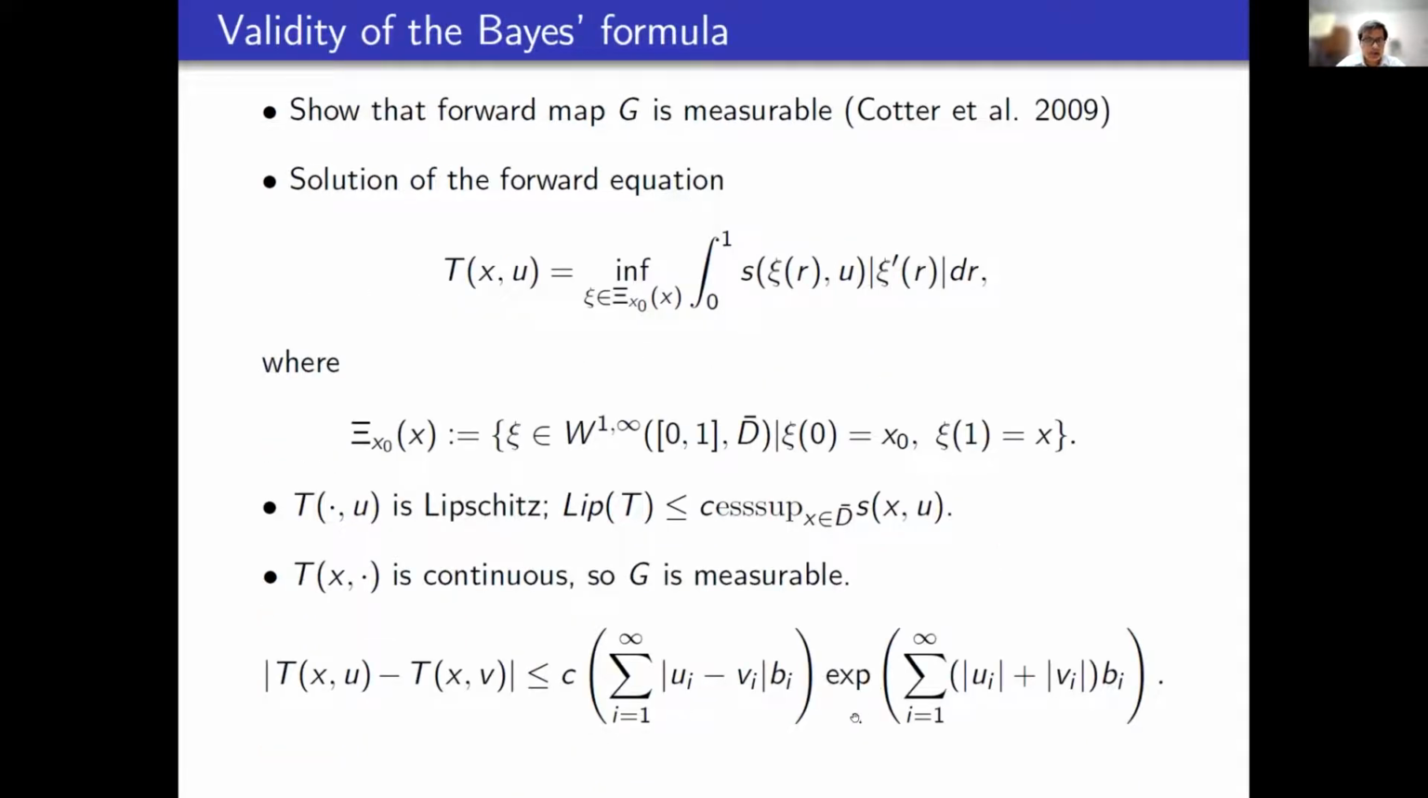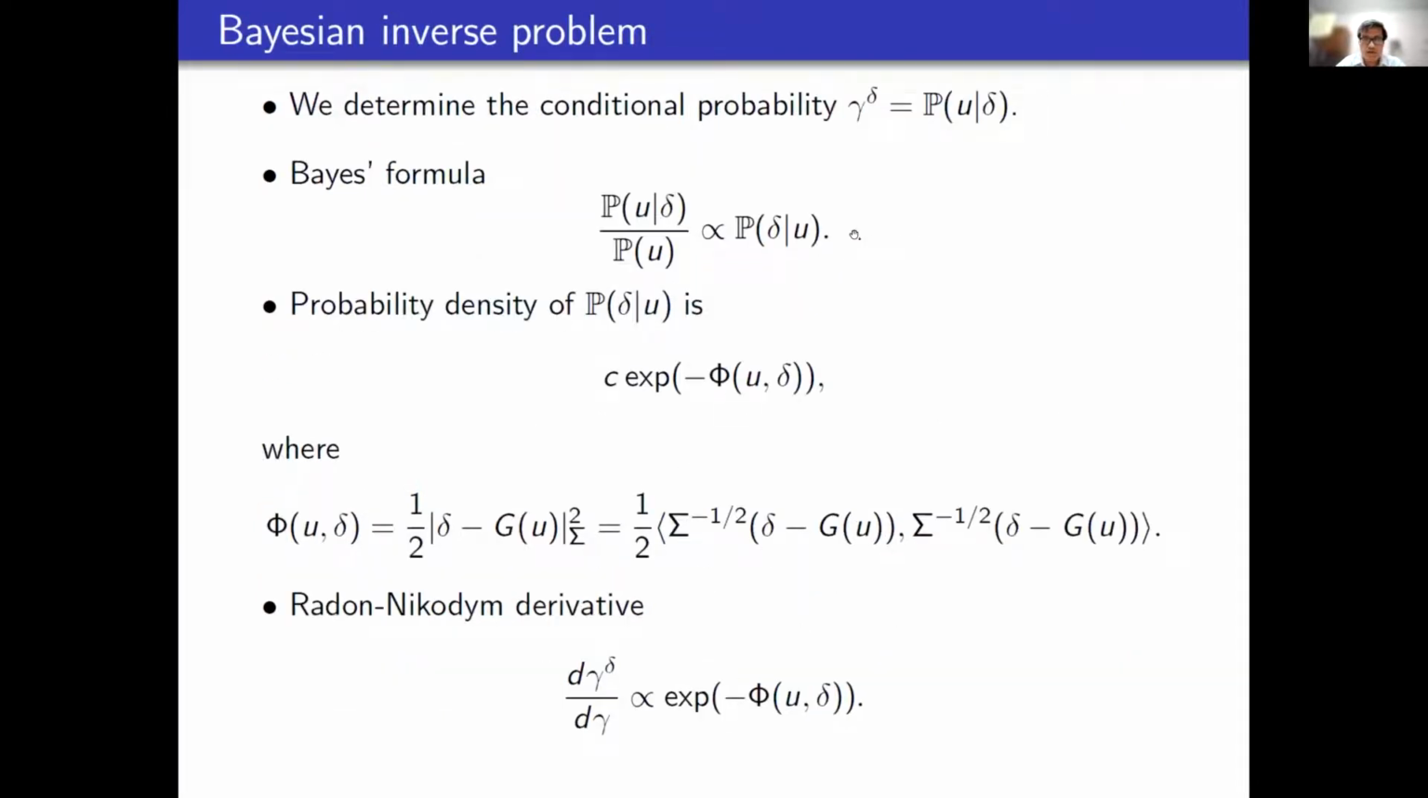So this is the difference between the solution of the forward equation for two samples U and V, fixing a point X, and this constant C, it does not depend on X. So for all X inside the domain D, this is what we can show. So from here we can derive the measurability of the forward map G. That is why the Bayes rule that we have here holds, and we can write the Radon-Nikodym derivative of the posterior with respect to the prior as what we have here.